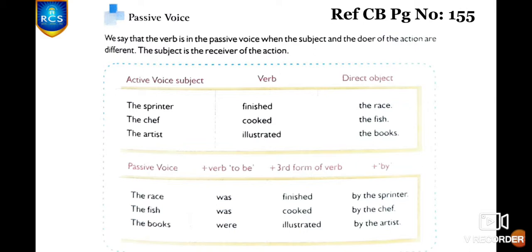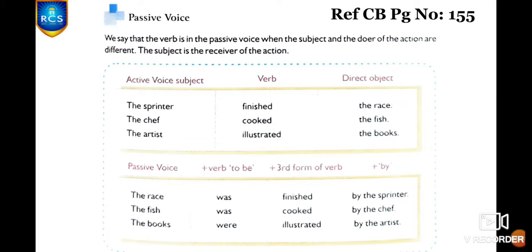Here, the race is in the place of subject, but it is only the receiver of an action. The action is done by the sprinter. And the fish, it's in the place of subject, but it does not do any action. It is the receiver of the action. And who does the action? The chef. And in the third sentence, the books, it's in the place of subject, but this does not do any action. The action is done by the artist.